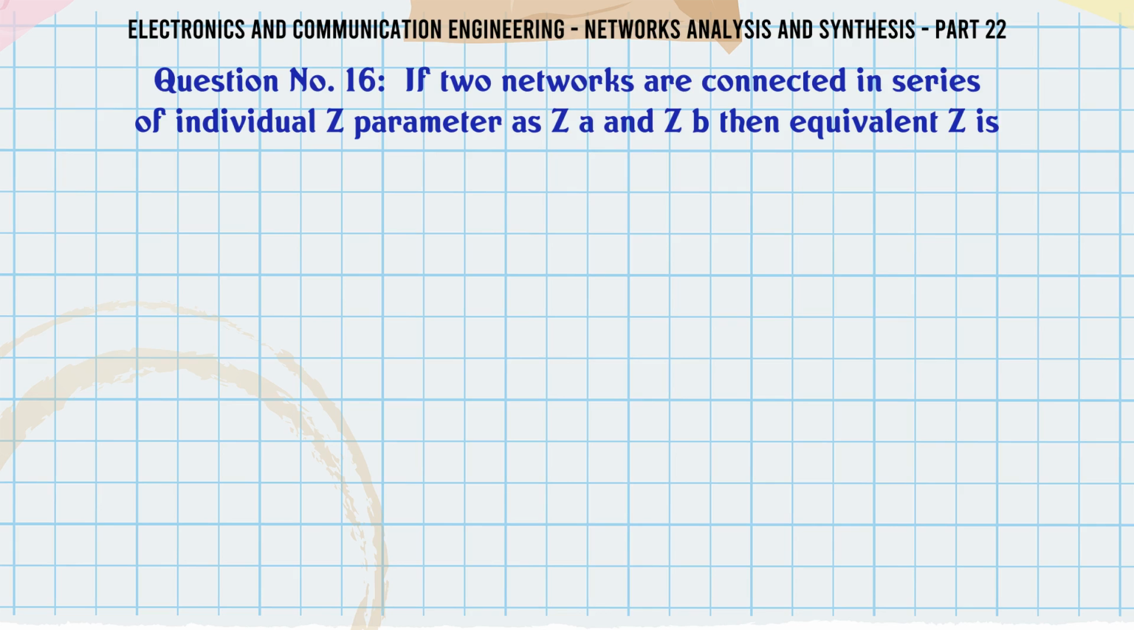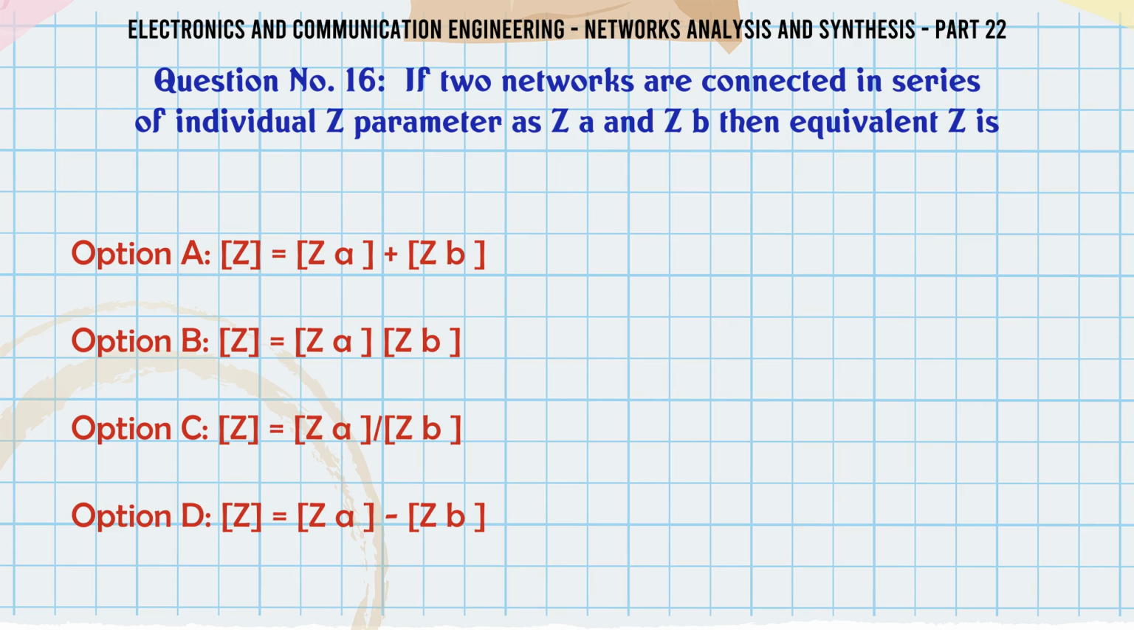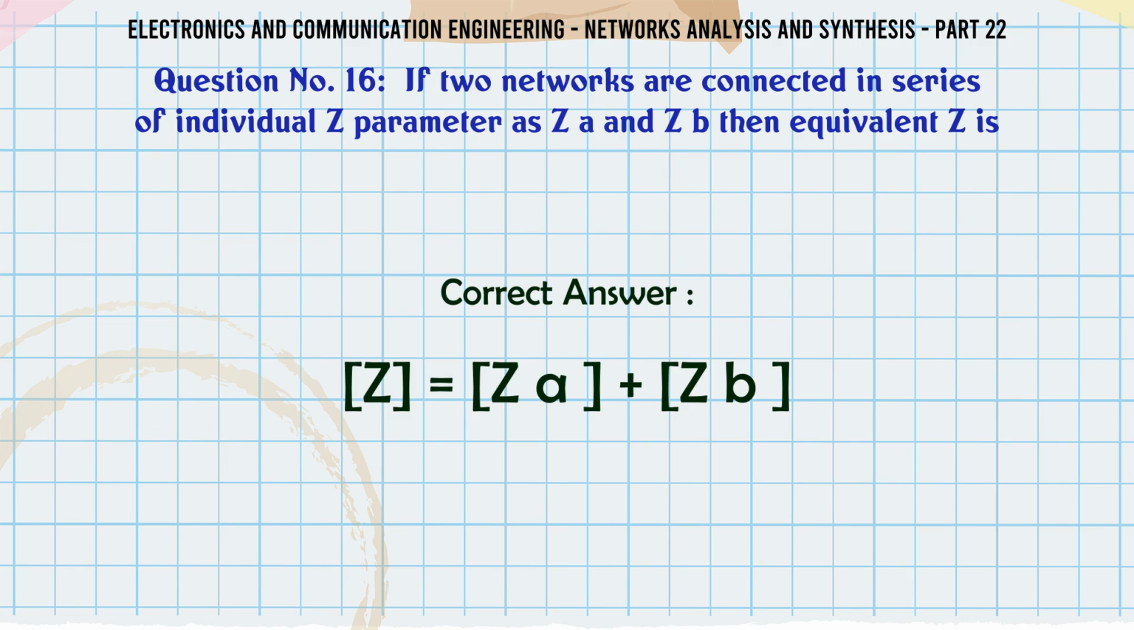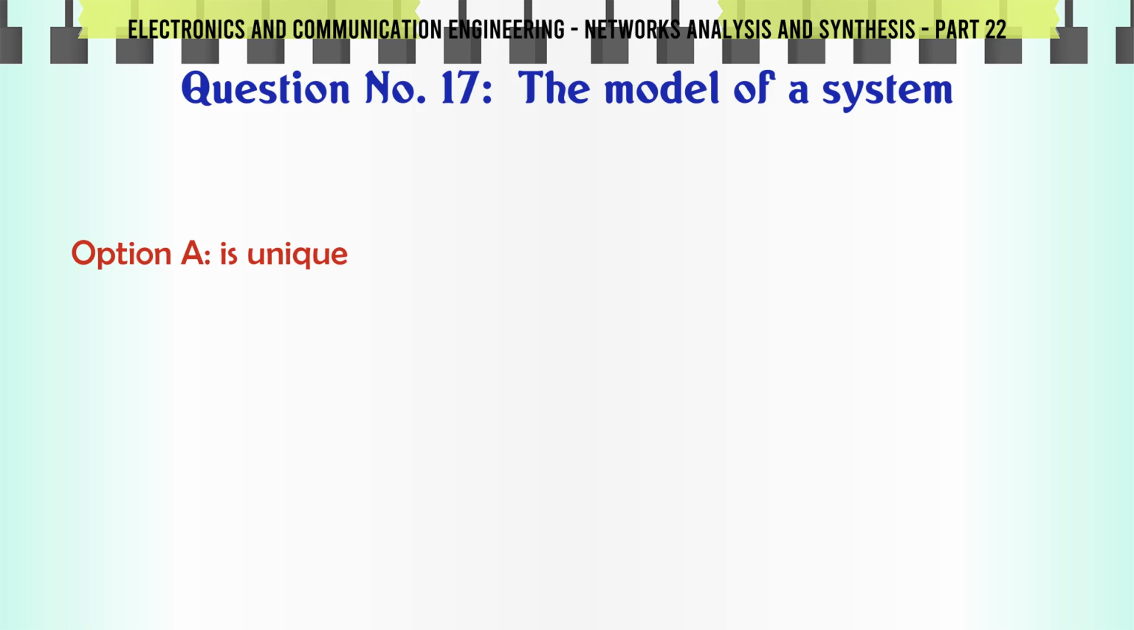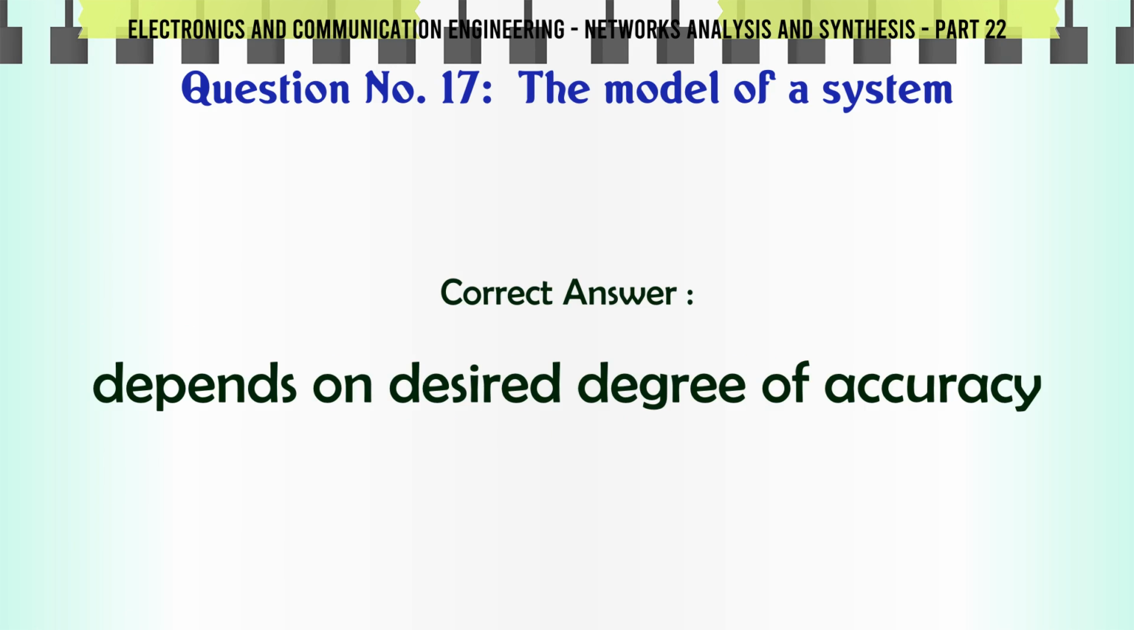If two networks are connected in series with individual Z parameters ZA and ZB, then equivalent Z is A. Z = ZA + ZB, B. Z = ZA ZB, C. Z = ZA - ZB, D. Z = ZA/ZB. The correct answer is Z = ZA + ZB. The model of a system A. is unique, B. depends on desired degree of accuracy, C. depends on the type of analysis, D. both B and C. The correct answer is depends on desired degree of accuracy.